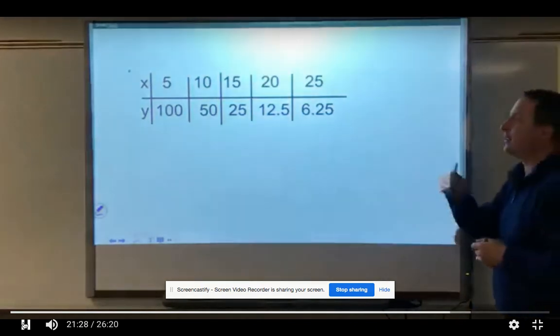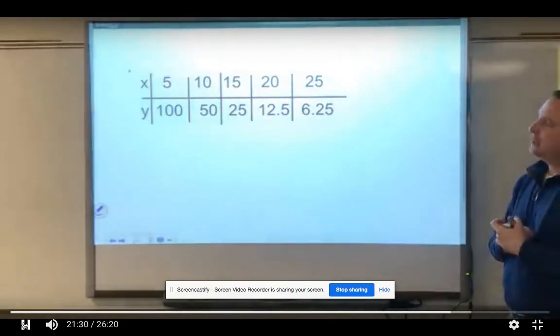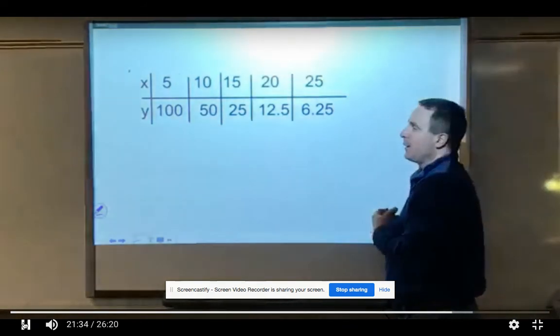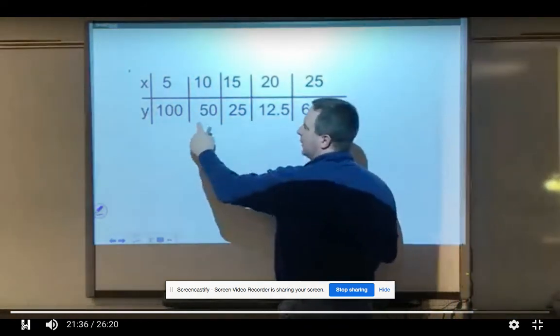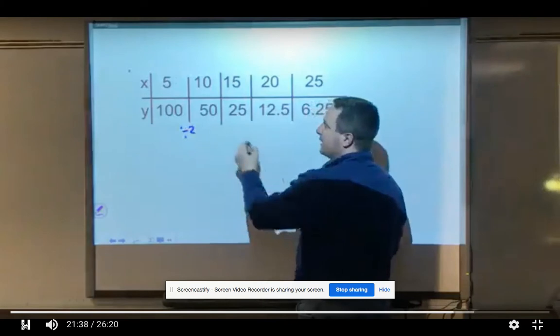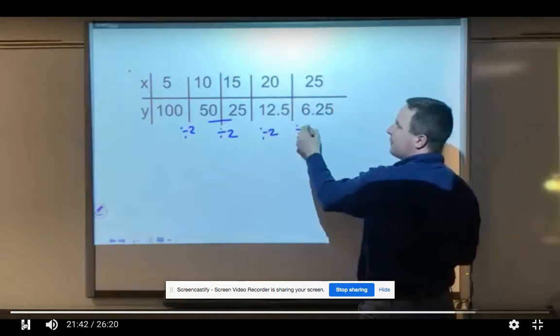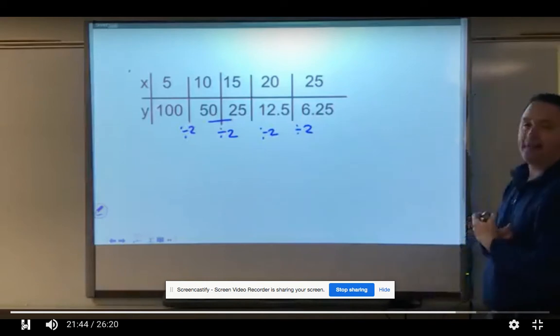If you look carefully, the y values are getting smaller. But are they going down by the same multiplier? There's a couple different ways to think about this. Some of you, from 100 to 50, are thinking divide by 2. 50 to 25 is divide by 2, divide by 2, divide by 2. They're going to be cut in half.